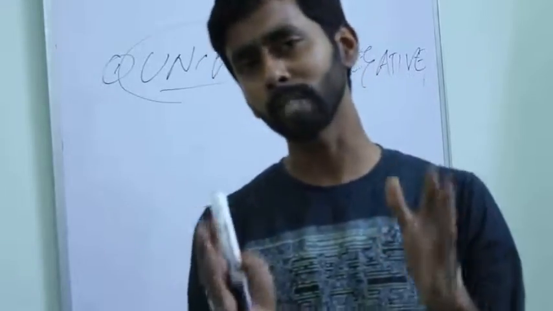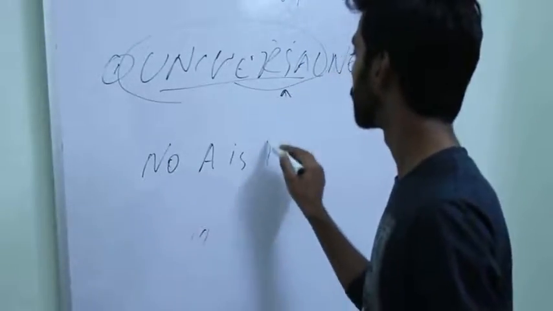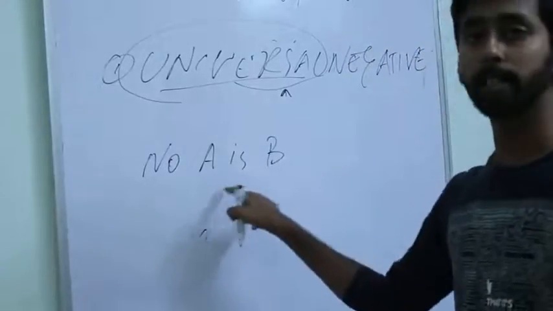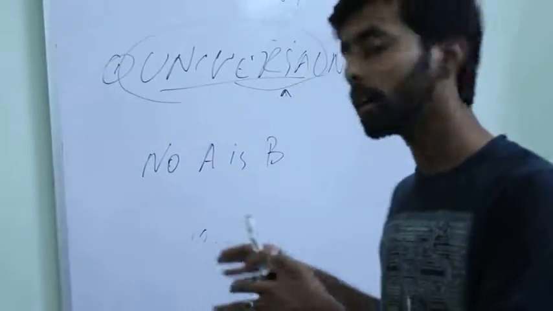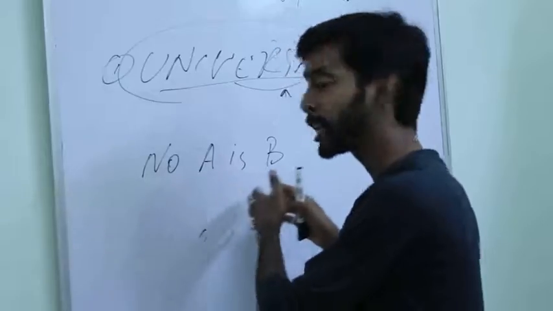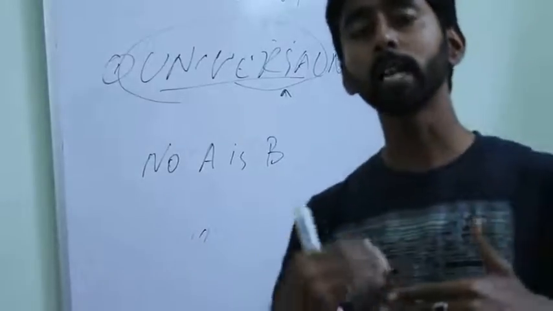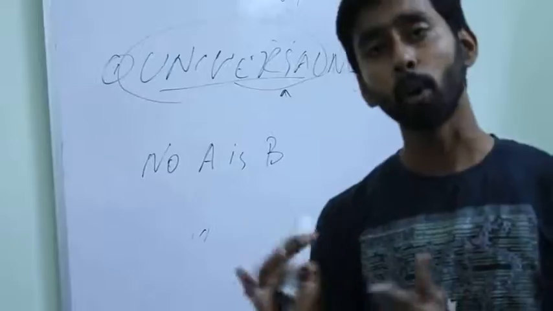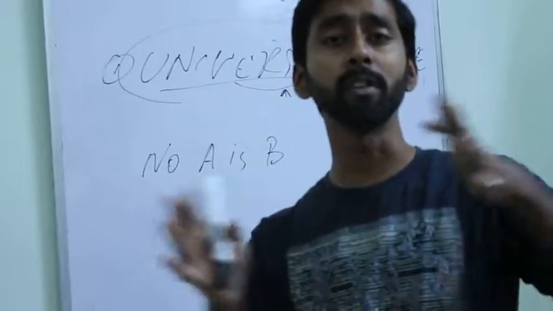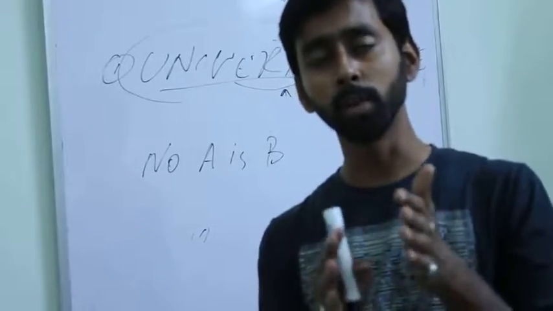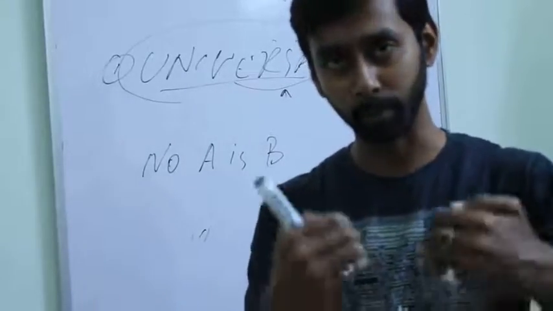An example of this kind of statement would be: no A is B, which means that none of the elements of the class A belong to any of the elements of class B. It means we are talking about all the elements in class A not belonging to all the elements in class B. Now, since there is an exclusion of the entire universe of A and the universe of B, it is referred to as a universal negative proposition.